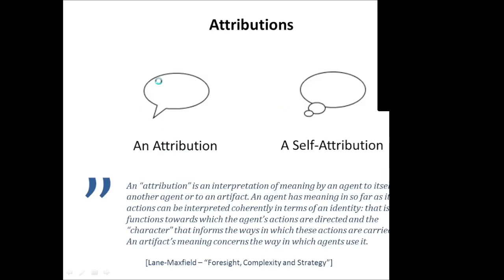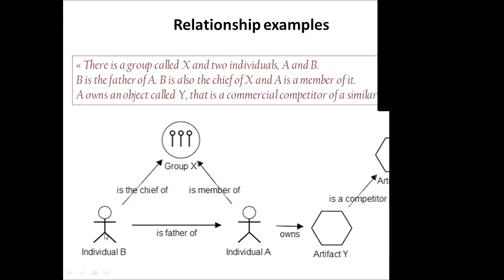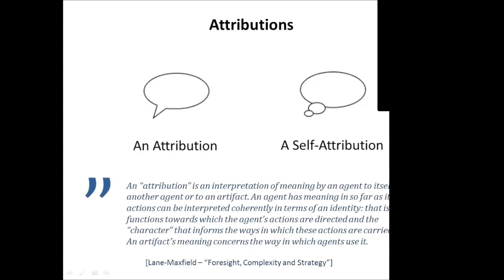A owns an object called Y, sorry, but I can't see my screen while I talk, so that is a commercial competitor of a similar object. This kind of phrase that I have on the top is represented, as you can see, by symbols and arrows representing the relationship. And the verbs that are linked to the arrows and symbols are expressed in a natural language and can help to understand what the structure that we are writing down represents.